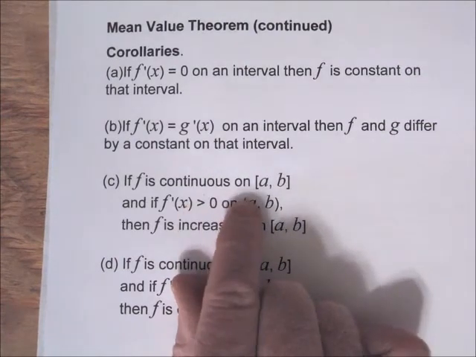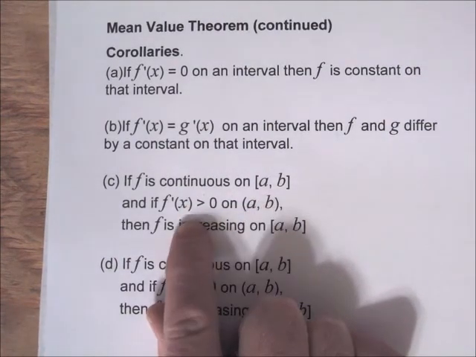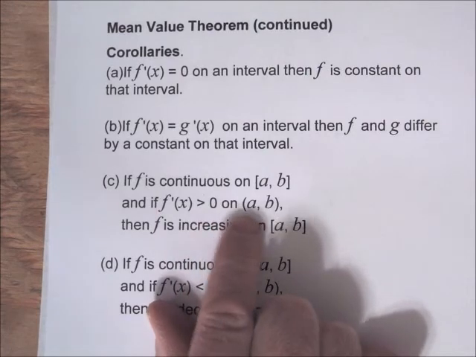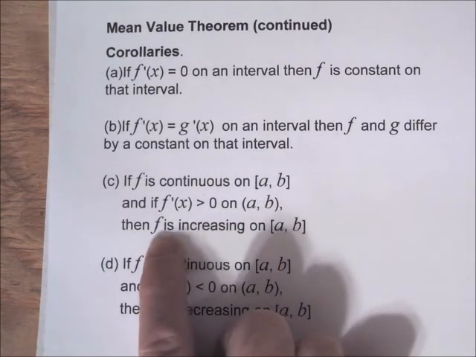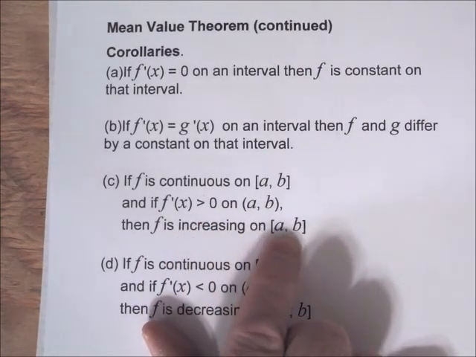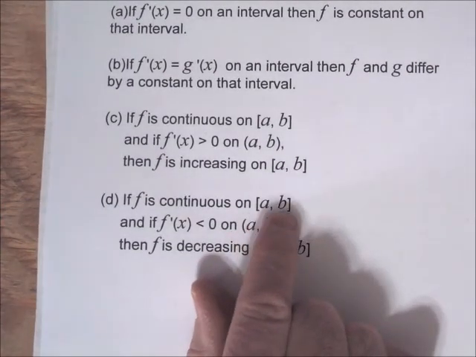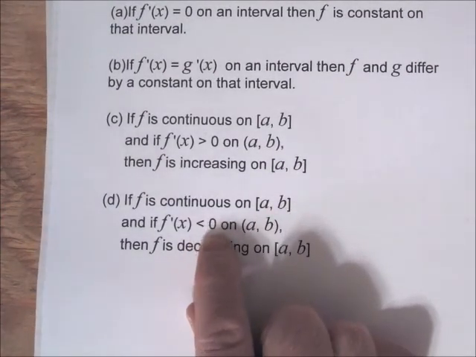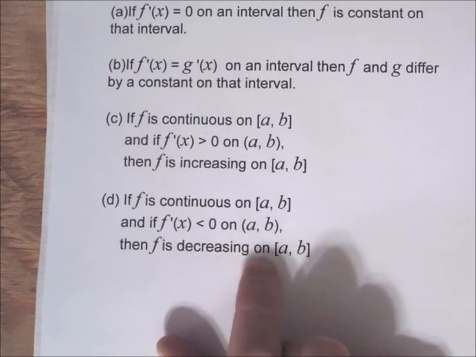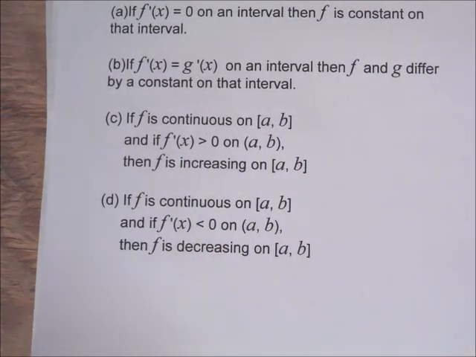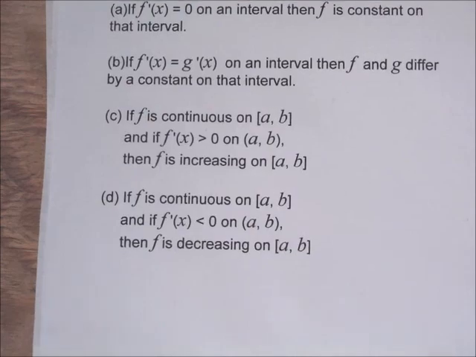If f is continuous on the closed interval and f prime is greater than 0 on the open interval, then f is increasing on the closed interval. And if f is continuous on the closed interval and f prime is less than 0 on the open interval, then f is decreasing on the closed interval. And that concludes this presentation.